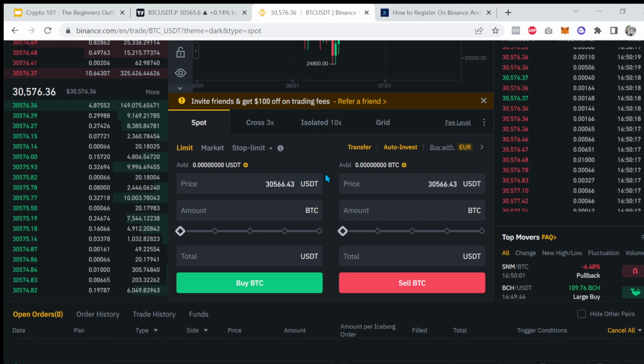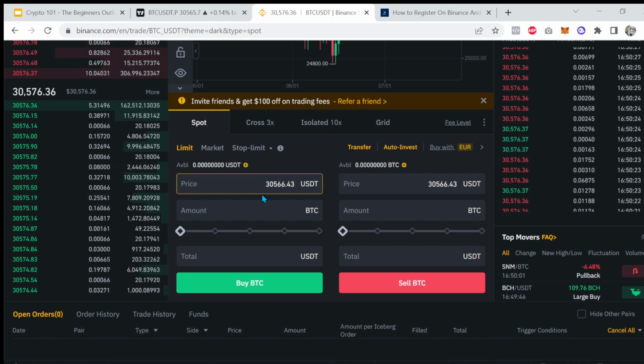But we'll get into a more advanced form where you can trade without actually losing your money. So when it comes to spot trading, this is where you place your orders. We have different types of orders.